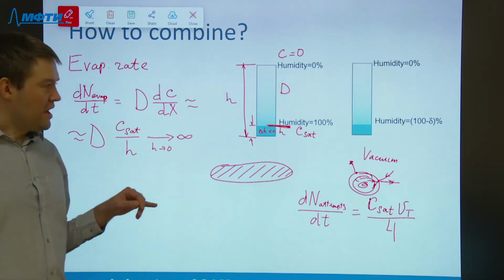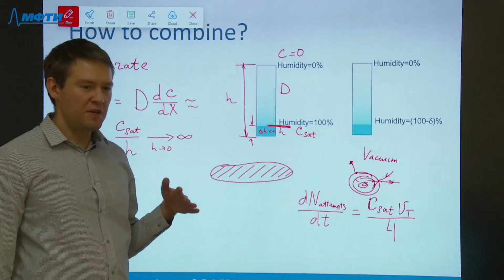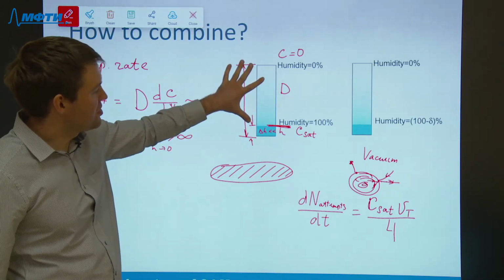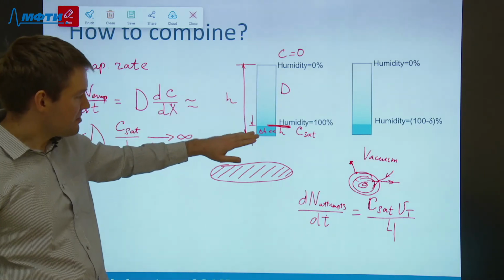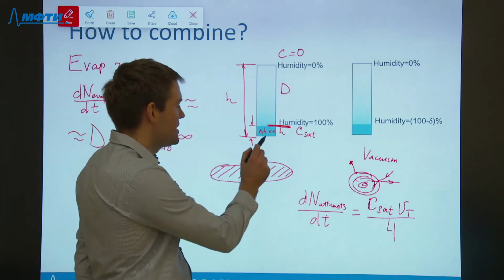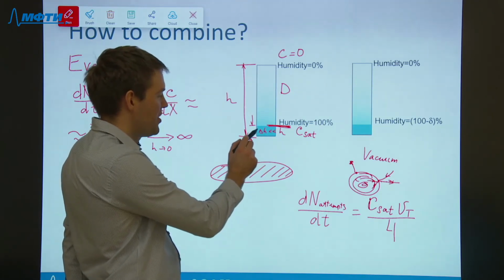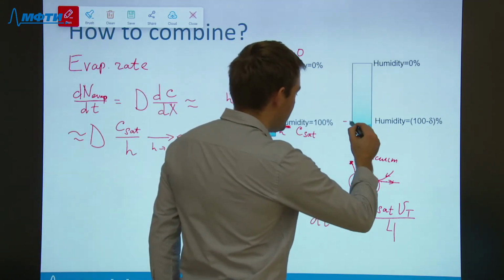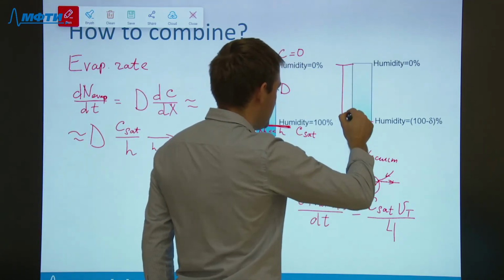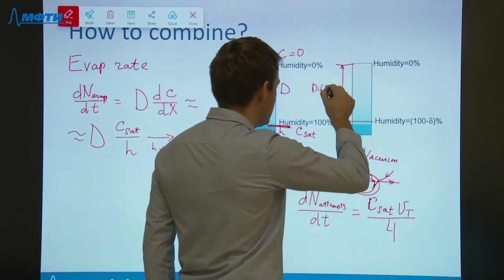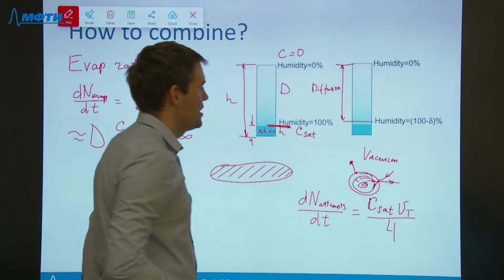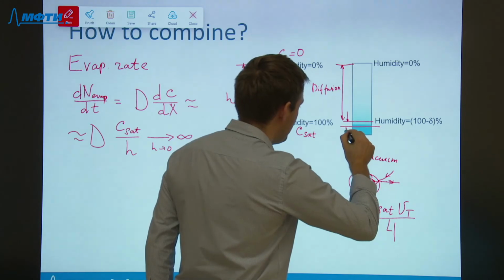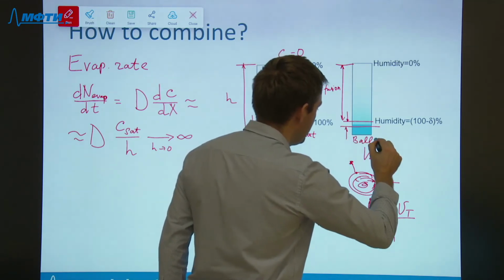So here you actually see the competition between two physical processes: the slow diffusion in the upper section of the glass and the ballistic motion of molecules that attempt to escape from the water to the saturated vapor. Here in the long section of the glass you have the diffusion process, and here in the lower section of the glass we have ballistic attempts to evaporate.